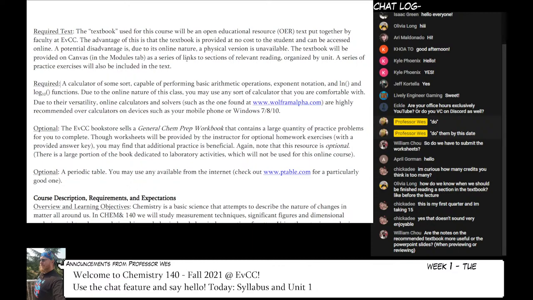So the PowerPoint slides are what I'm going to use to facilitate our lecture discussion. I mean, personally, I would say that the slides are better, but I'm very biased because I made them. Whereas the OER textbook, I don't know who made that. I think it was another faculty member at the college.